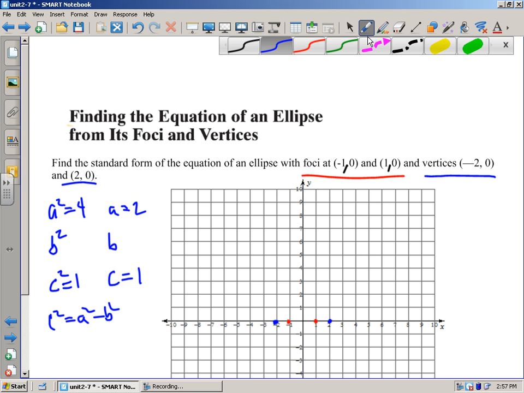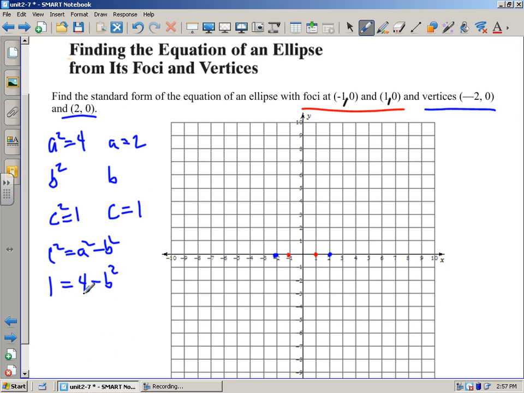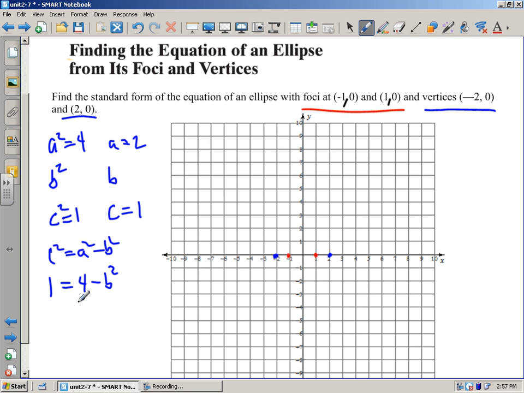So c squared is 1. So 1 equals 4 minus b squared. So what do we do? Subtract 4 from both sides, and get negative 3 equals negative b squared. And if negative 3 is negative b squared, then 3 equals b squared. So I've got what b squared is. Well, that's 3. b is the square root of 3.